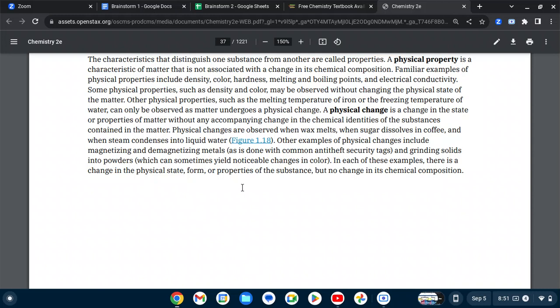Other physical properties, such as the melting temperature of iron or the freezing temperature of water, can only be observed as matter undergoes a physical change. A physical change is a change in the state of or properties of matter without any accompanying change in the chemical identities of the substance contained in the matter.